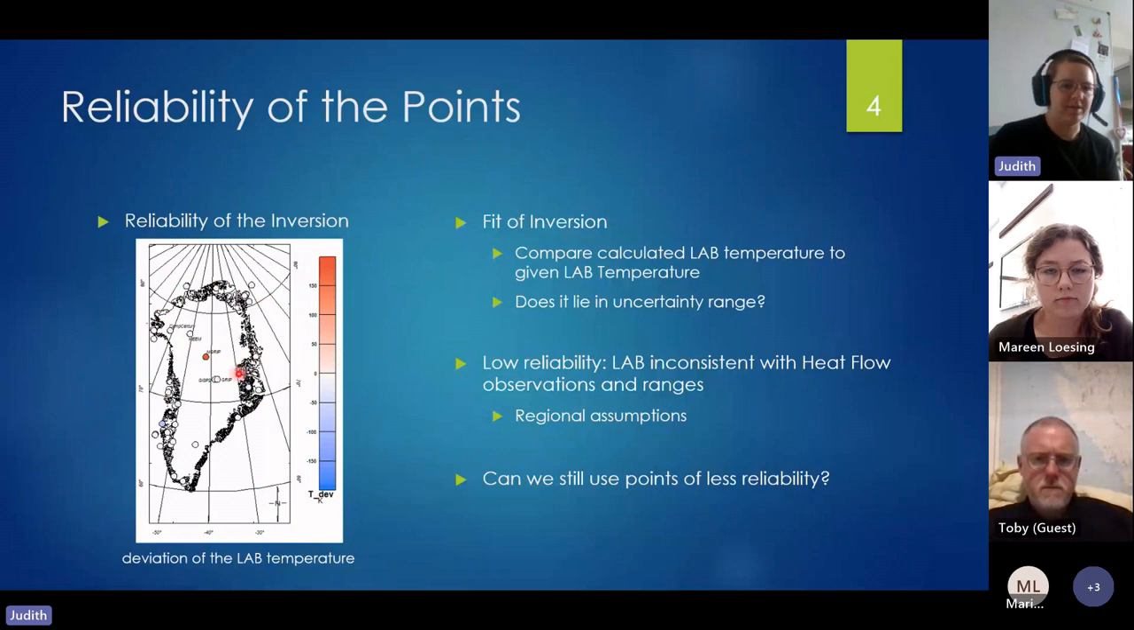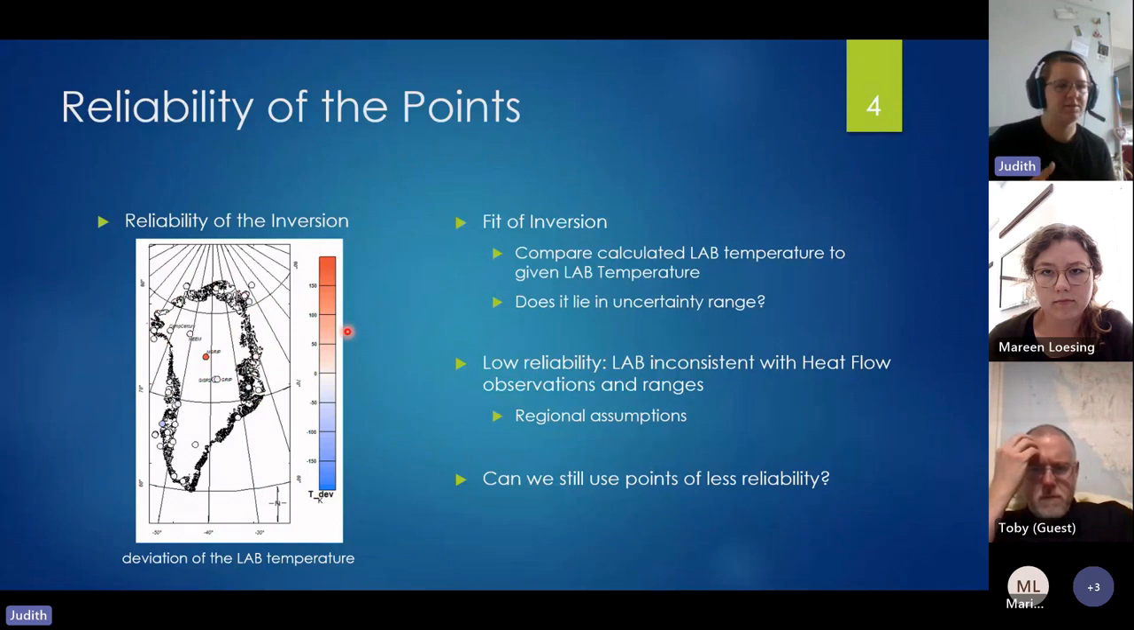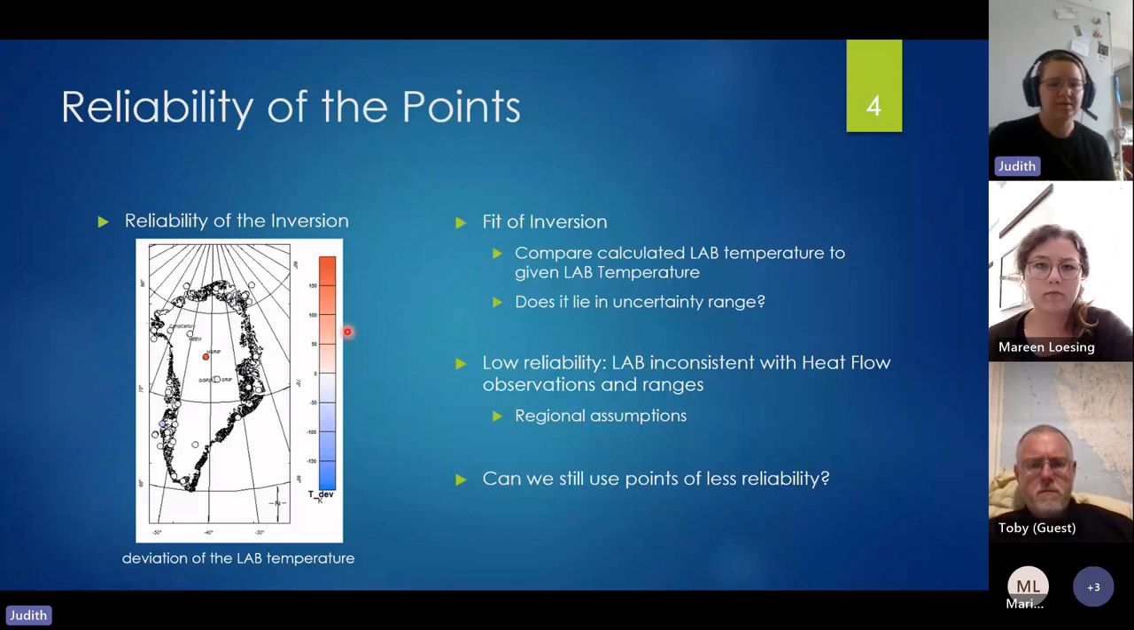So we could say that this point has a low reliability, which then means that the LAB is inconsistent with our heat flow observations and also the given ranges for our parameters. And since these ranges and our models assume regional structures, we could also assume that the heat flow points that have a low reliability could represent more local structures.